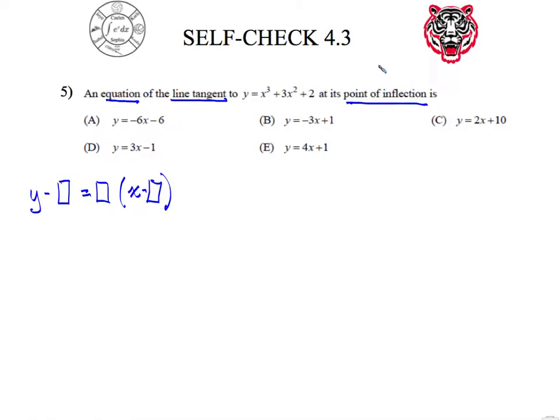What test does the inflection point come from? The double prime test. Yeah, this is f double prime. So we need to take the derivative twice. So y prime is equal to what? 3x squared plus 6x. Okay, and then y double prime is 6x plus 6.